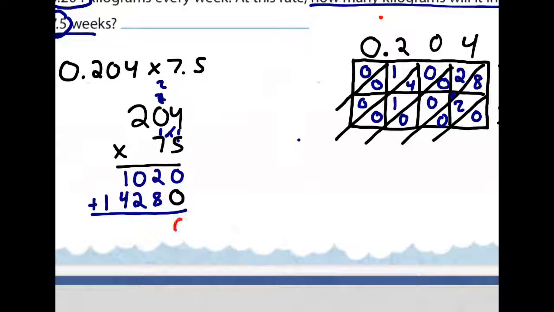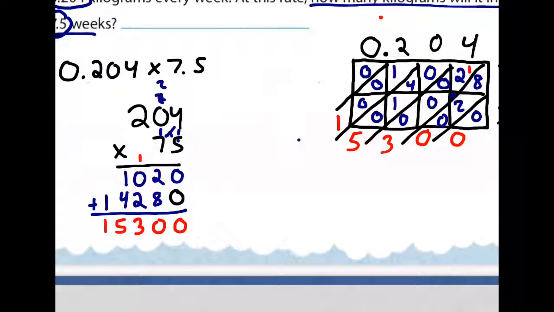So I have 0 plus 0. 8 plus 2 is 10. Carry the 1. That's 3. 4 plus 1 is 5. Bring down the 1. Lattice, 0. 8 plus 2 is 10. Carry the 1. 2 plus 1 is 3. 4 plus 1 is 5. That's a 1. And that 0 I don't actually need. All right, so I get the same digits. 15300.